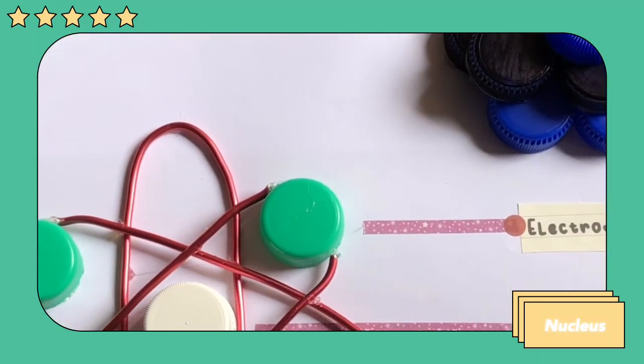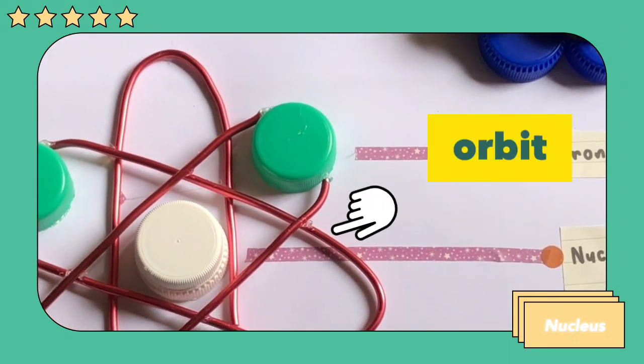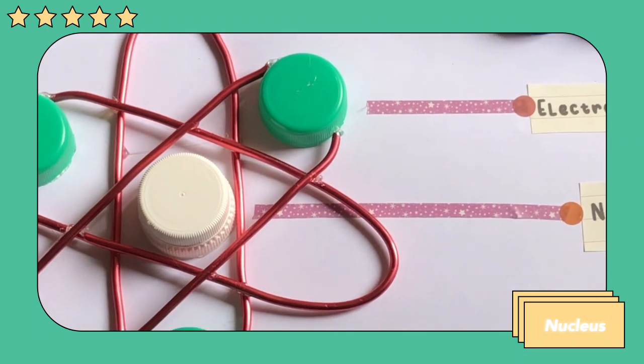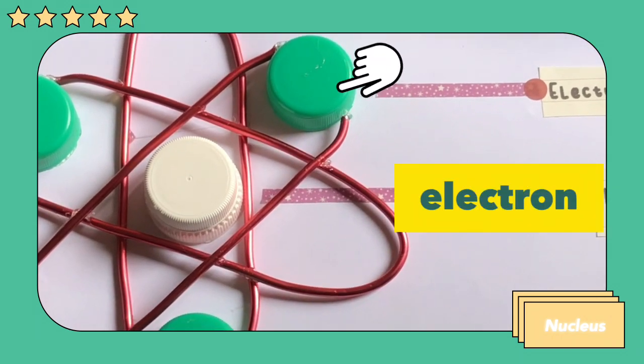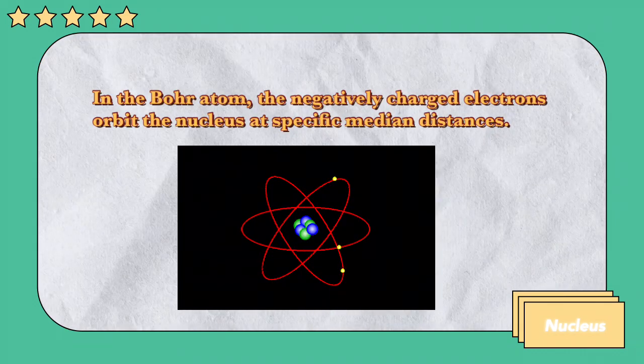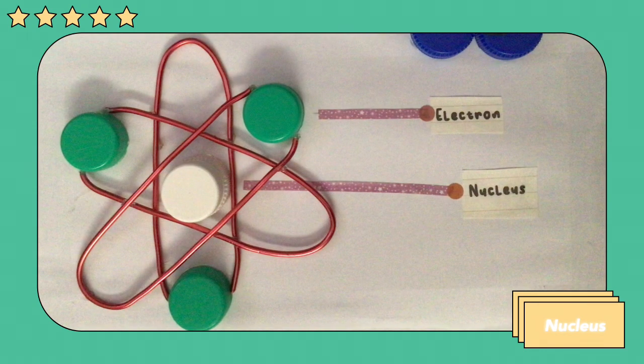From our model, you can see here that the red color represents the atomic shell or orbit, the white color particle represents the nucleus, while the green color particle represents the electrons. In the Bohr atom, the negatively charged electrons orbit the nucleus at specific distances, and these distances are represented by spheres called shells that surround the nucleus.